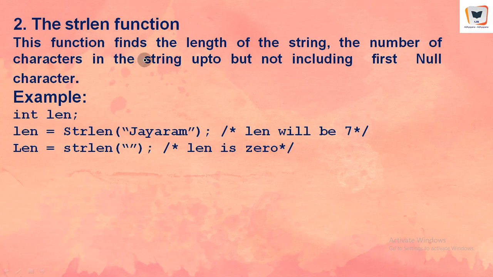The string length function. This function finds the length of the string, that is the number of characters in the string up to but not including the first null character. Okay, in Jayaram the length should be 7 because J A Y A R A M is 7. The last character is not included. But anyway, as far as the capacity of the string is concerned, it should be 7 plus 1 as we have discussed in our first tutorial. So for example, integer length is to be declared, length equal to strlen of Jayaram, it will give us 7, length equal to strlen of the null string, okay, only double quotes are placed without anything in between, therefore length should be equal to 0.